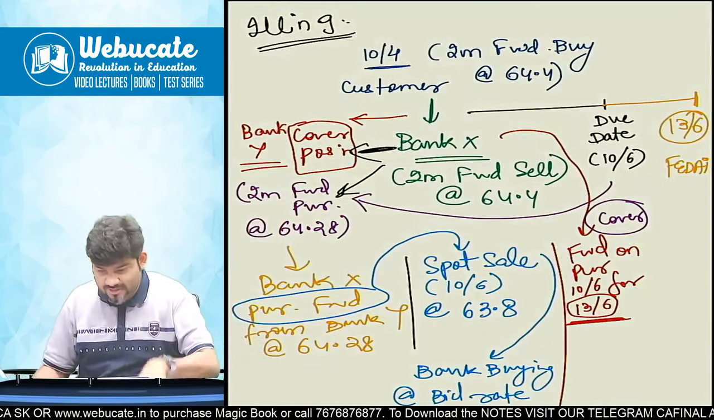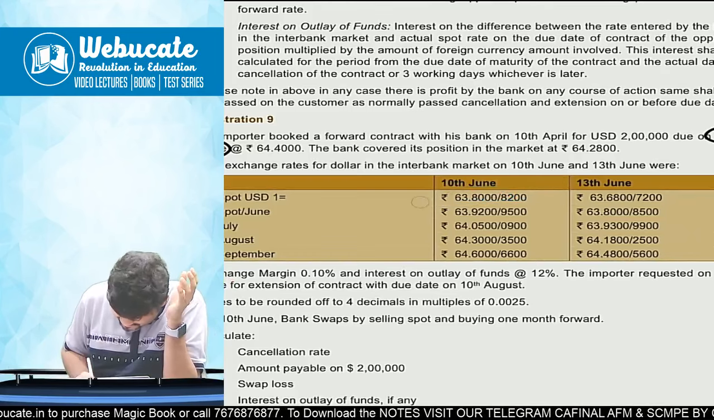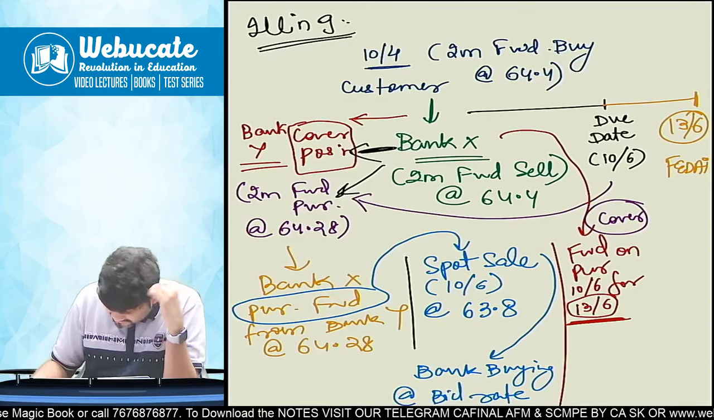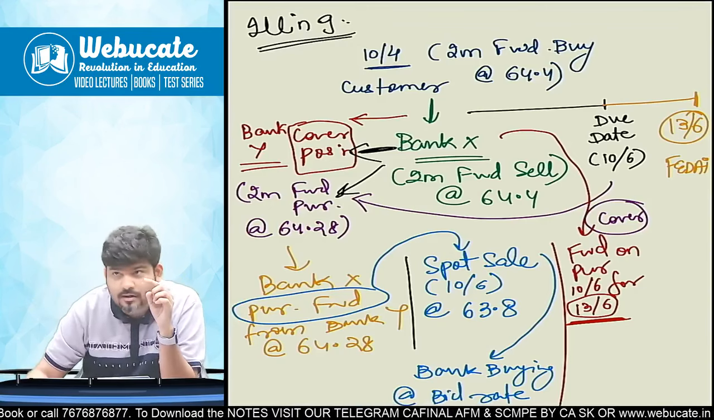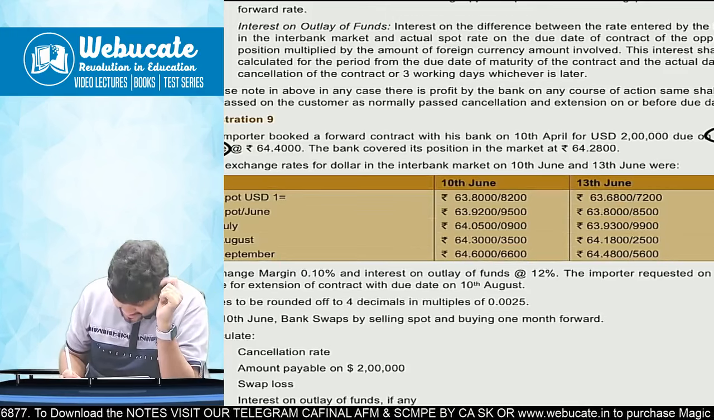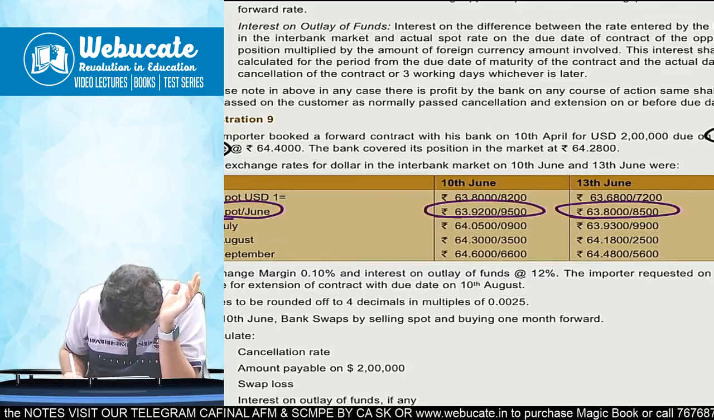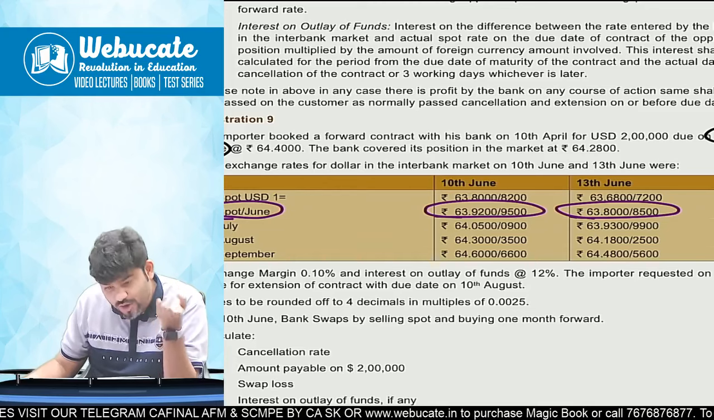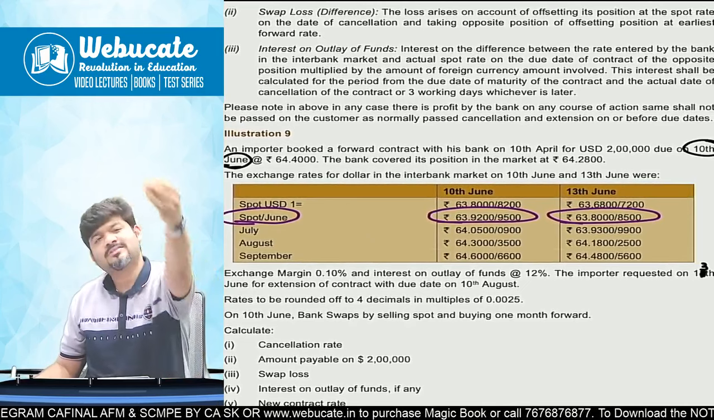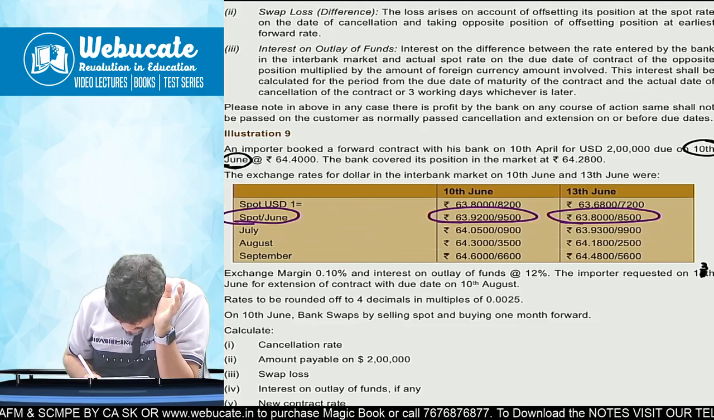Let's go to the question and see what will be the rate. We want to purchase forward. The other bank is going to sell at the ask rate. Now, which ask rate to take? There are two: spot June, or spot 13th June. Now, what is this spot June? Spot June is after 3 days kind of a thing.